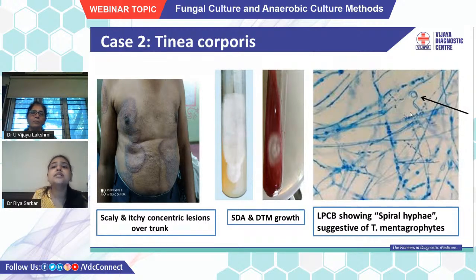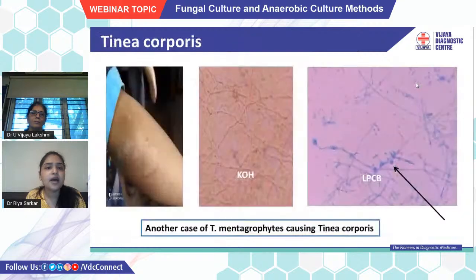hence promptly giving an indication that there is a dermatophyte present in the clinical sample. In the right side, you can see an LPCB mount where I can show you this arrow-like structure, this coiled structure. This is known as a spiral hyphae, which is classically suggestive of Trichophyton mentagrophytes.